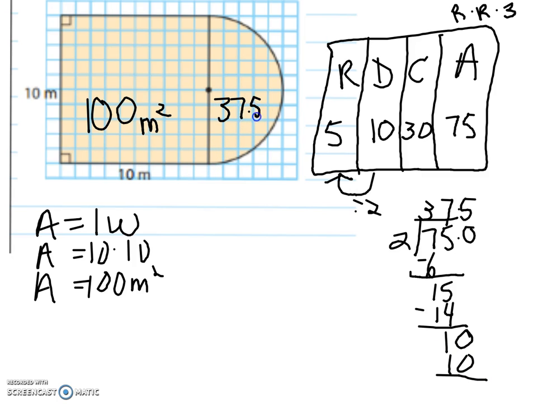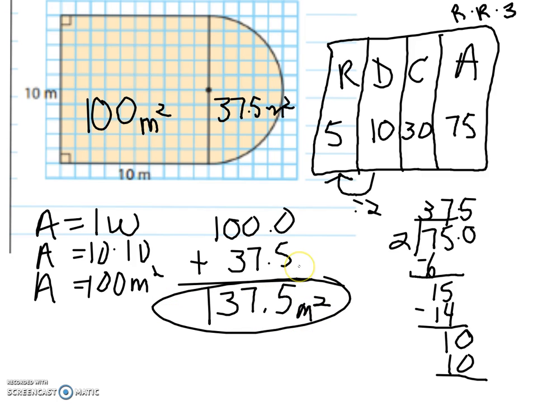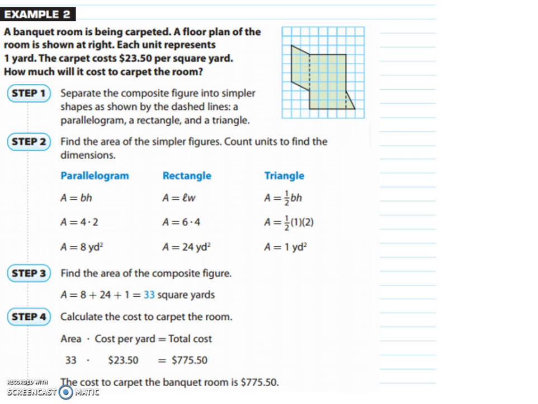meters squared. Okay, now that we have the area of the square and the area of the semicircle, we add them up. And we get 137.5 meters squared. All right, flip it over to the back side. Okay, on the back side, you can find the area of the rectangle, the area of the parallelogram, and the area of the triangle, and add them together.